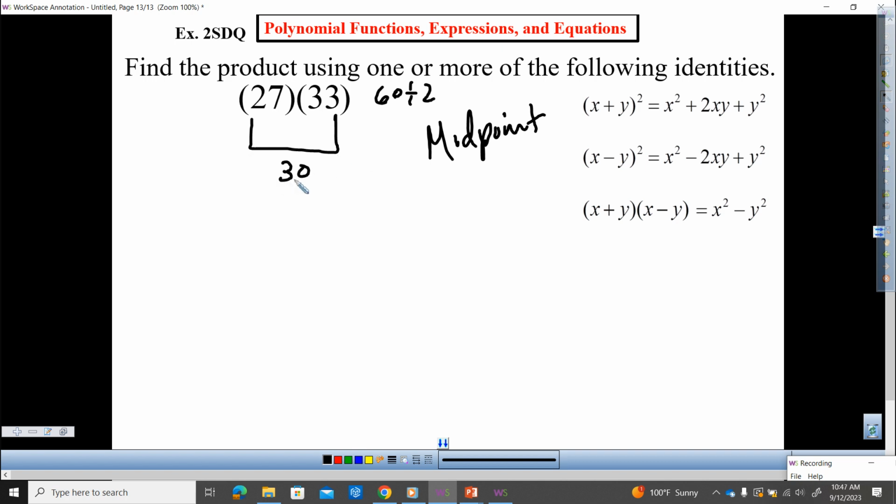All right, so hold on. That's the midpoint. Now we can rewrite these as binomials. So how can I write 27 starting with 30? Minus what? Minus 3. How about 33 using 30? Plus 3. Does that look like any of these properties? Yeah, the bottom one. There you go. And you just follow the pattern. Let's go. Good one, guys.